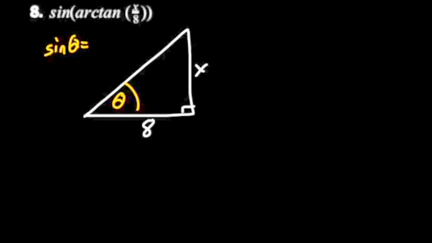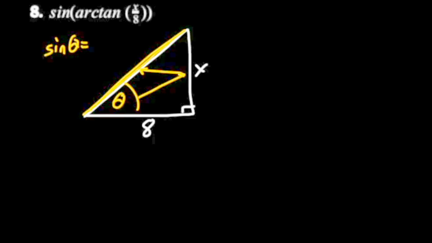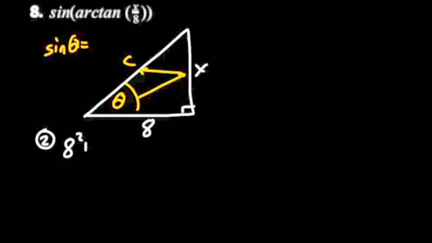Now I have to take the sine of theta, and sine is opposite over hypotenuse. So I do need to figure out what this hypotenuse is, maybe not the value of it, but at least what it is as an algebraic expression. So just for now I'm going to call it c, and then I'm going to set up the Pythagorean theorem. That's basically step 2 of these problems. So I'll say 8 squared plus x squared equals c squared.